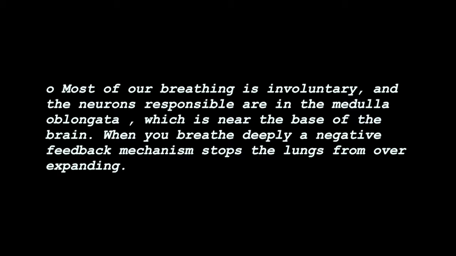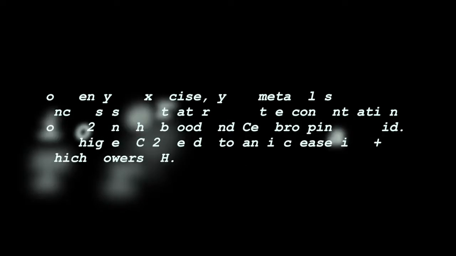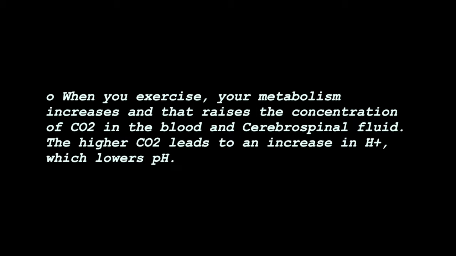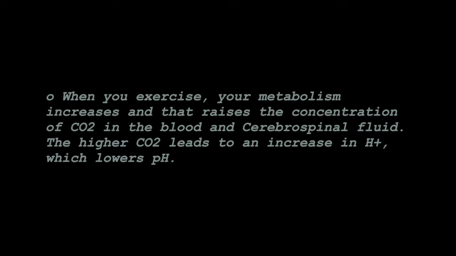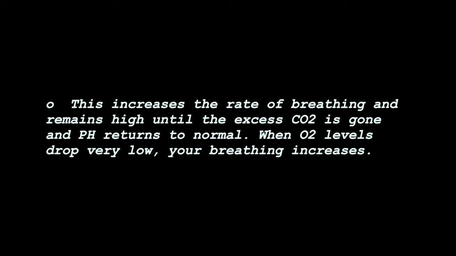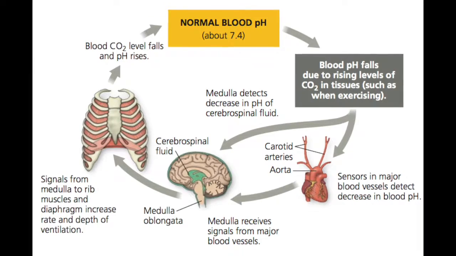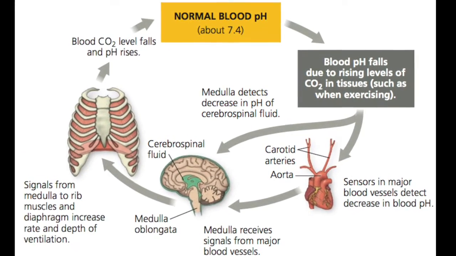Most of our breathing is involuntary, and the neurons responsible are in the medulla oblongata, which is near the base of the brain. When you breathe deeply, a negative feedback mechanism stops the lungs from overexpanding. When you exercise, your metabolism increases, and that raises the concentration of CO2 in the blood and cerebrospinal fluid. A higher CO2 leads to an increase in H+, which lowers pH. This increases the rate of breathing and remains high until the excess CO2 is gone. The pH returns to normal. When O2 levels drop very low, your breathing increases.